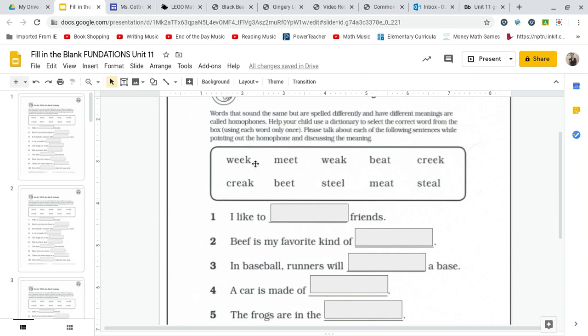So if we start with week and weak. This type of week with two E's is like days of the week, seven days in a week. And this type of weak with the EA is when you're not strong. So the opposite of strong, right?